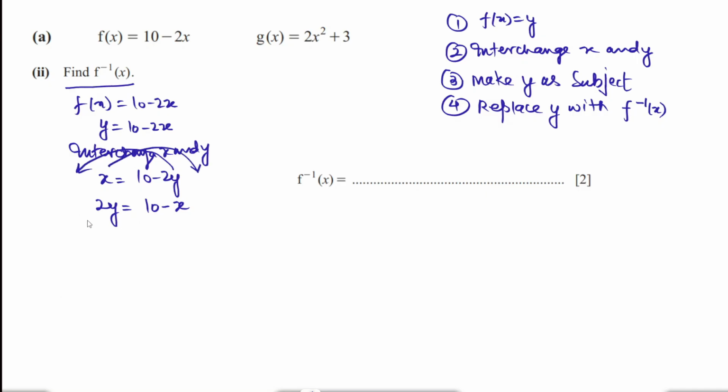So the y term is on a separate side. Now for the value of y, 2 is being multiplied here, so 10 minus x over 2. So y comes out to be 10 minus x over 2. And now the last step, replace y with f inverse of x, which equals 10 minus x by 2. So 10 minus x by 2 is your answer. That is how this second part would be solved. And let us move to the third part.